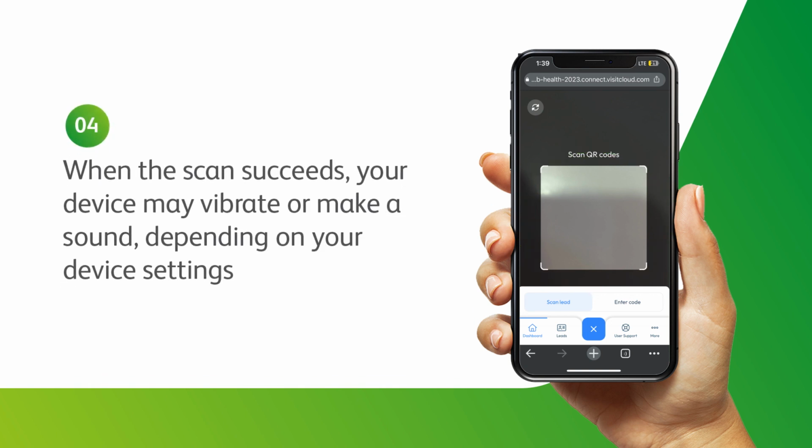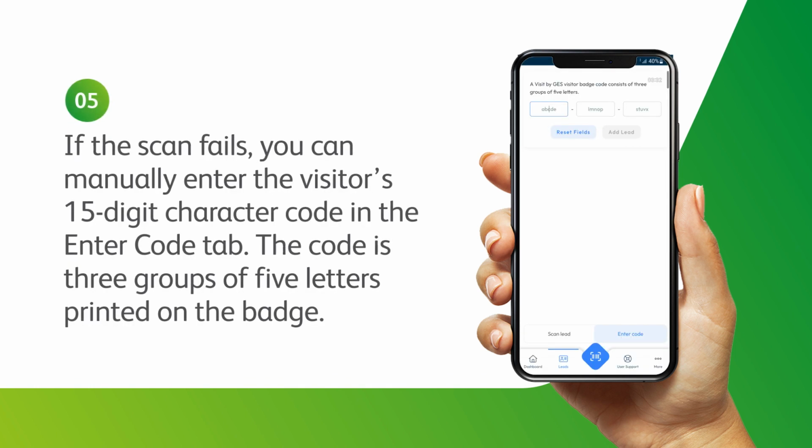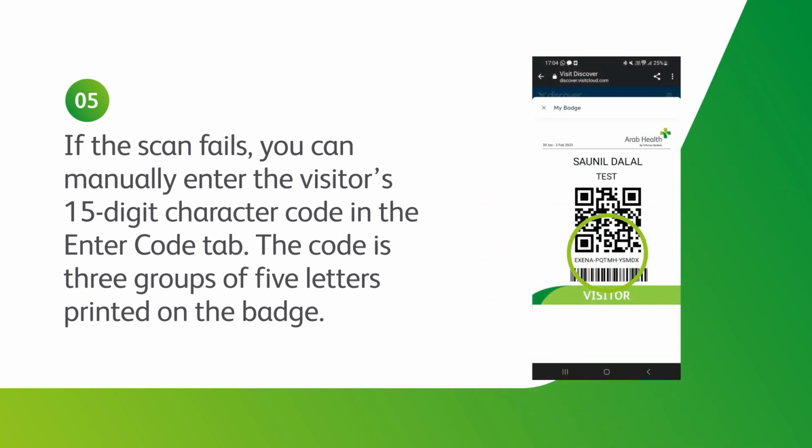When the scan succeeds, your device may vibrate or make a sound depending on your device settings. If the scan fails, you can manually enter the visitor's 15-digit character code in the Enter Code tab. The code is 3 groups of 5 letters printed on the badge.